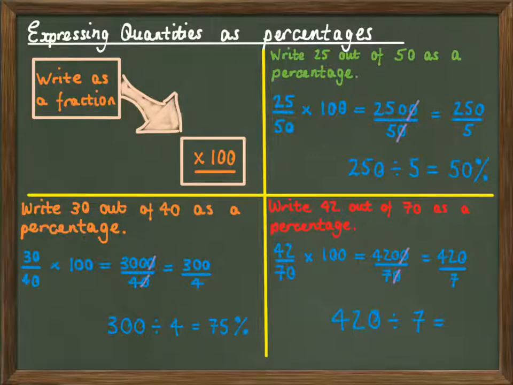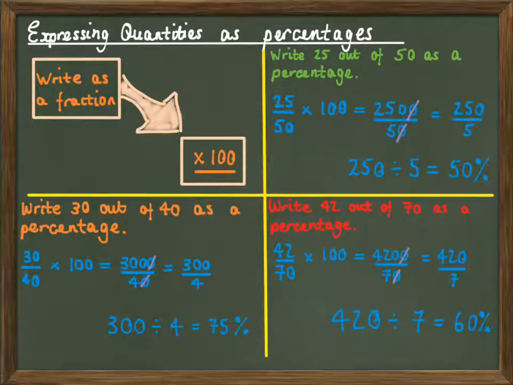You don't have to do 4,200 divided by 70. You don't have to cancel it, but it does make it a lot easier because rather than dividing by a double-digit number like 70, you're only dividing by a single-digit number, which is 7. So I would advise you to do it. It just makes it easier for yourself. Bus stop again if you want. 420 divided by 7 is going to give you the answer of 60%.